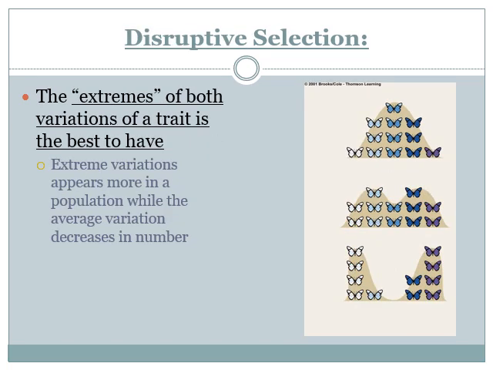Finally, a disruptive selection. A disruptive selection is where the extremes of both variations of a trait are the best to have. So it's great to either have one extreme variation or the other. It's very bad to have the average. So here, the extreme variations appear more, whereas the average variations appear less. So the number of purple and white would increase, whereas the number of blue disappeared.